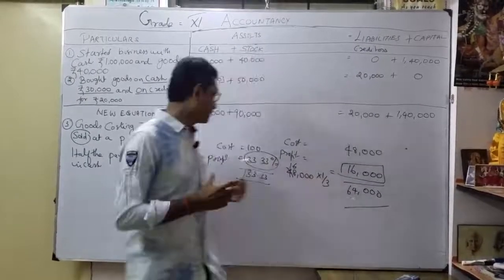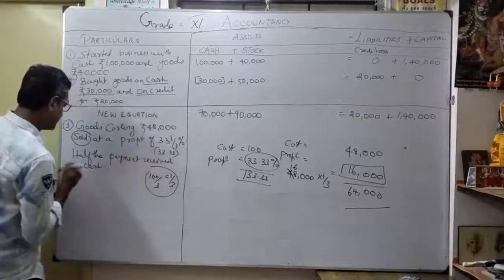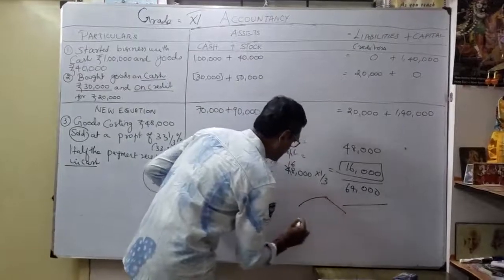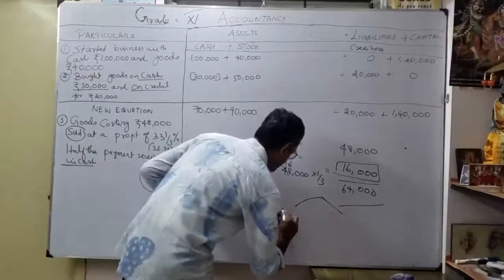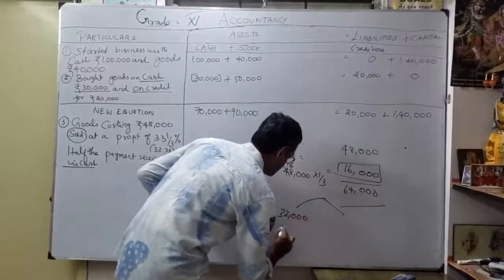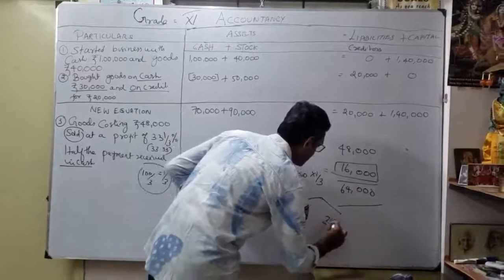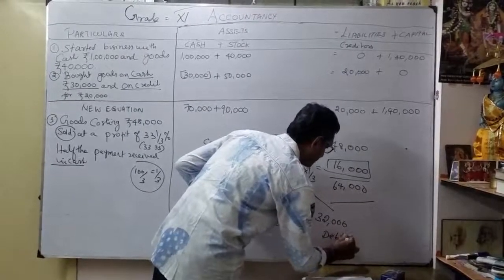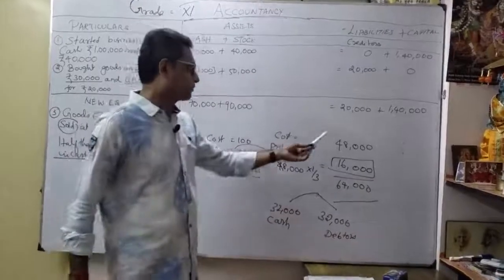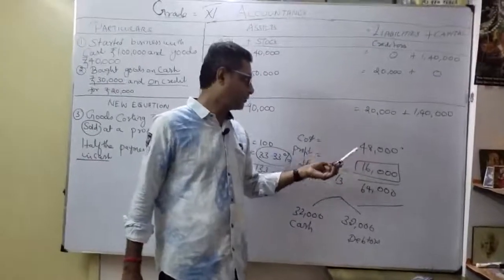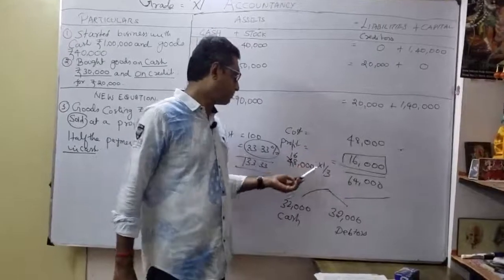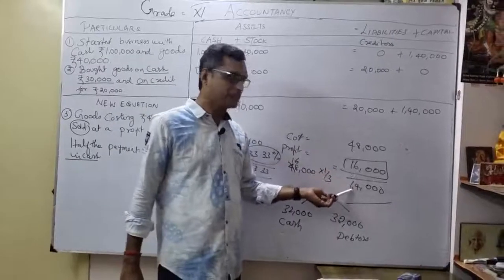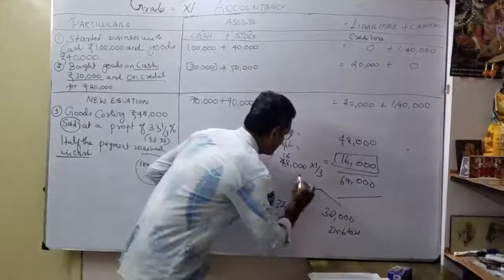64,000. This 64,000, they said, half the payment received in cash. So the 64,000, we can split into cash how much, credit how much. So 64, how much did we receive? 32,000 cash. Balance 32,000 we sold on credit. That is called debtors. Now understood the logic. So whatever 48,000 worth of stock, I sold for 64,000 for 1/3 of profit, 16,000. This is my sales.